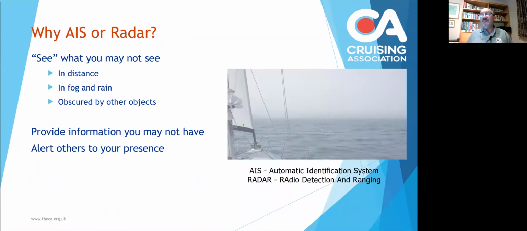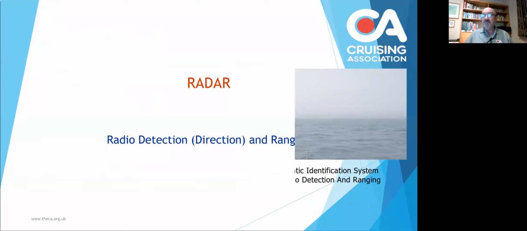So why do we have AIS or Radar? Well, there's a number of different reasons. Firstly, it's to see what you may not see, maybe because it's too far away, maybe because there's fog or rain, maybe it's obscured by other objects. Those are the basics, but it can also provide you with information you may not otherwise have, and it can also alert others to your presence. So those are the main reasons for having one of those two systems.